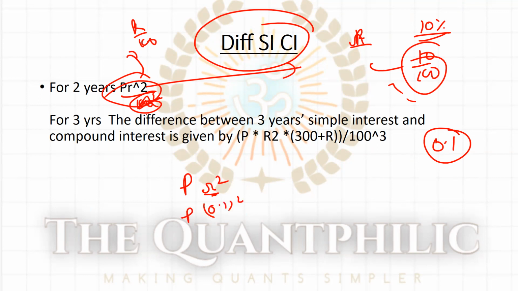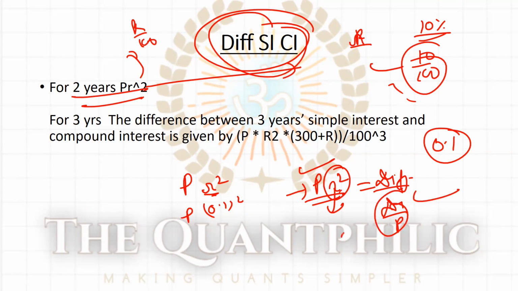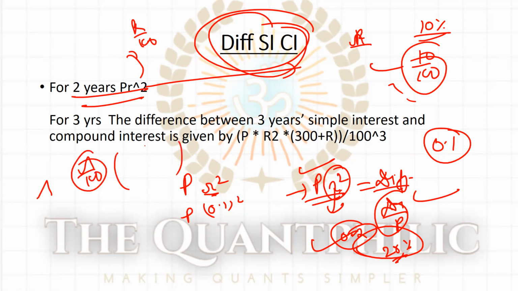So 0.1 squared. Now coming back to the formula shortcut, the difference in SI and CI for 2 years is PR square by 100. Sometimes it has applications where the difference is given to you, and the principal is also given, and you have to find the rate of interest. In that case, you just divide the difference by P and then you get the rate of interest. Remember that you will get it in a form like 0.2, so the final answer will be 20%. Don't write the point. This will be beneficial for you if you don't take R by 100 everywhere, because that makes the calculation cumbersome.